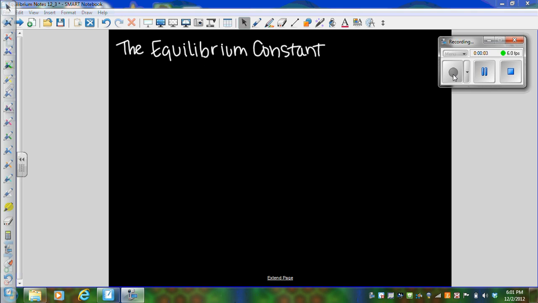So now we're going to start talking about the equilibrium constant. And before we do, I need to get my mouse back just a minute. There it is. I'm going to show you a couple ways you can see this.